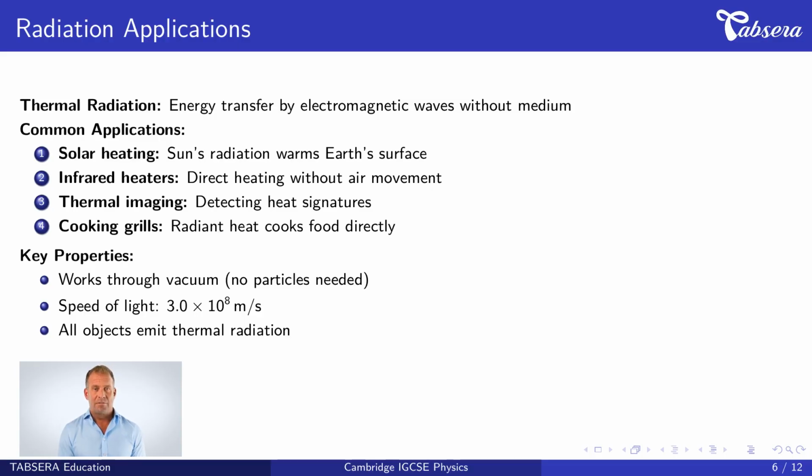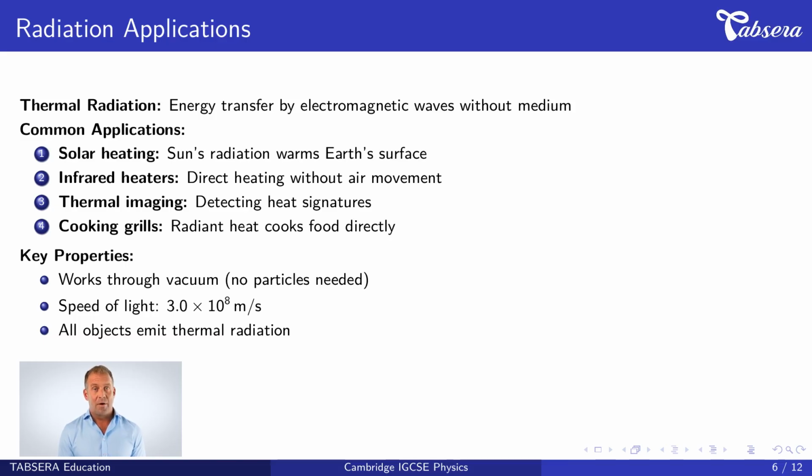Thermal radiation transfers energy by electromagnetic waves without requiring a medium. Unlike conduction and convection, radiation works through empty space. Common applications include first, solar heating, where the sun's radiation travels through space to warm Earth's surface. Second, infrared heaters provide direct heating without air movement. Third, thermal imaging detects heat signatures for medical and security purposes. Fourth, cooking grills use radiant heat to cook food directly.